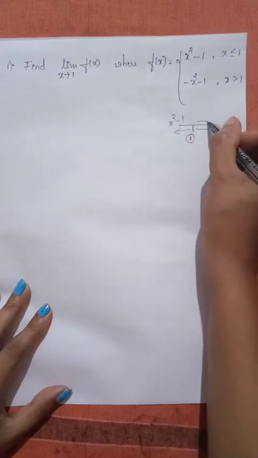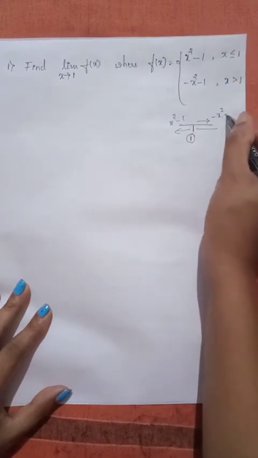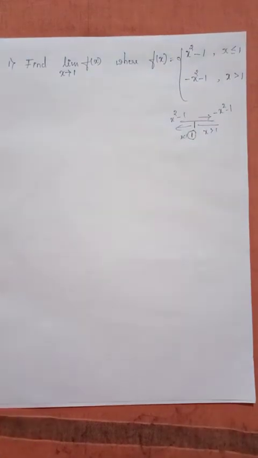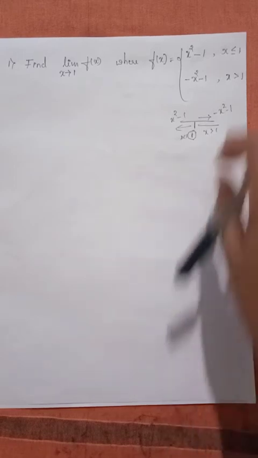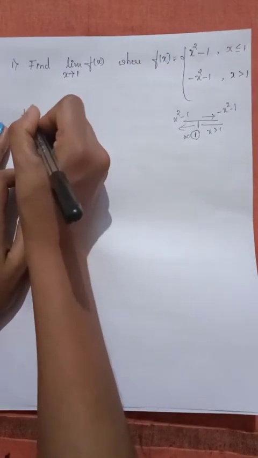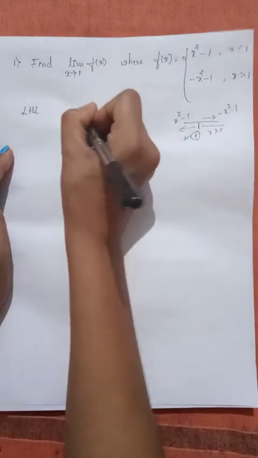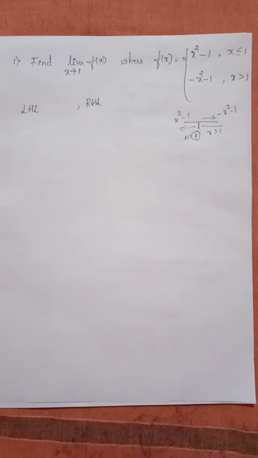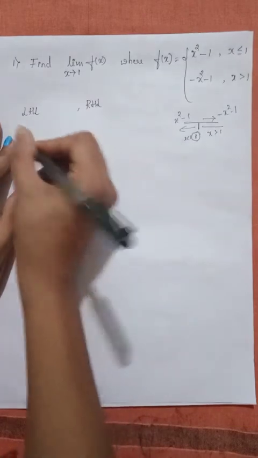And when you are moving to the right of 1, it is minus x square minus 1. That is when x is greater than 1, and when x is less than 1, and you have to find the limit as x tends to 1. I had told you very clearly in the beginning that whenever you have to find the limit as x tends to 1, and you have two different definitions for the function, you have to find the left hand limit and the right hand limit. If both are equal, then that is the limit of the function as x tends to 1, correct? So we have to find the left hand limit and right hand limit.